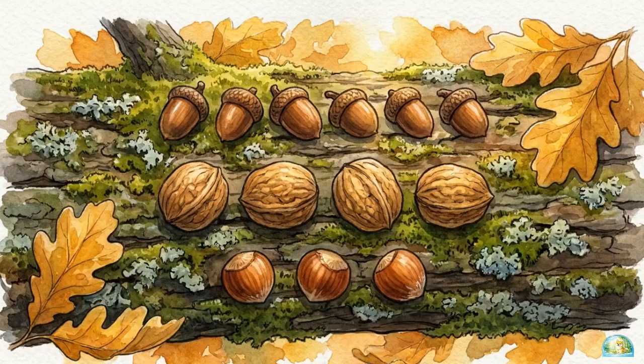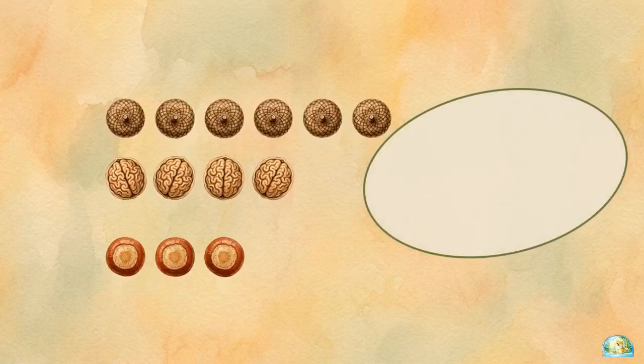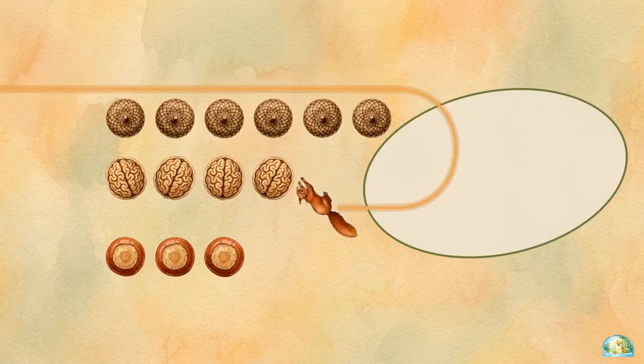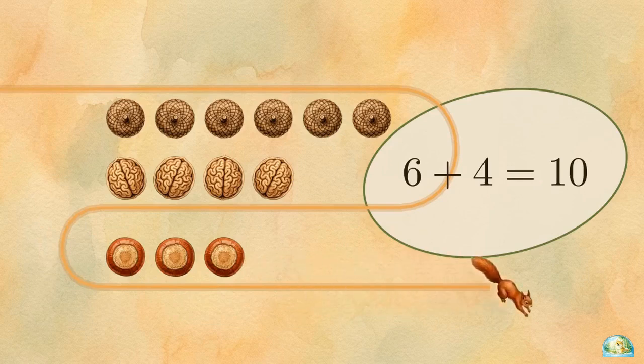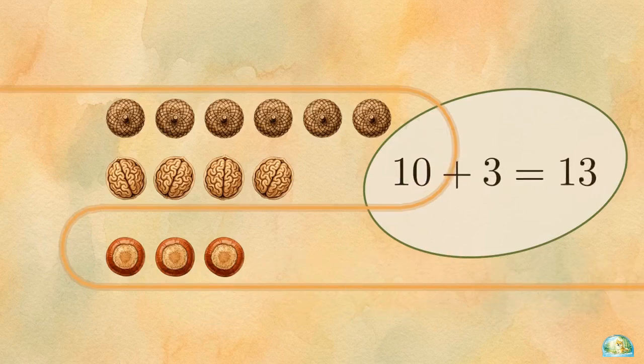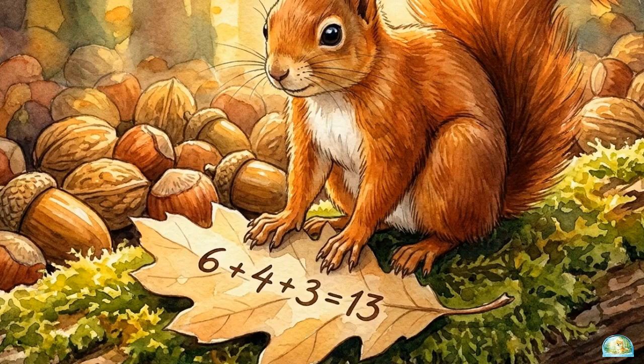Now that we know how many nuts are in each row, we can answer our next question. How many nuts did Hazel gather in all? To find out, we combine the rows. We start by taking our 6 acorns and adding our 4 walnuts. 6 plus 4 makes 10 nuts. Then we add the remaining 3 hazelnuts. 10 plus 3 brings us to a total of 13. The total amount is simply every individual category added together. 6 plus 4 plus 3 gives Hazel 13 nuts in all.